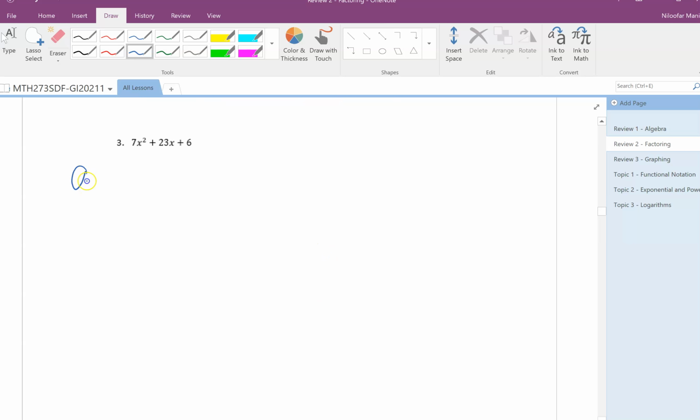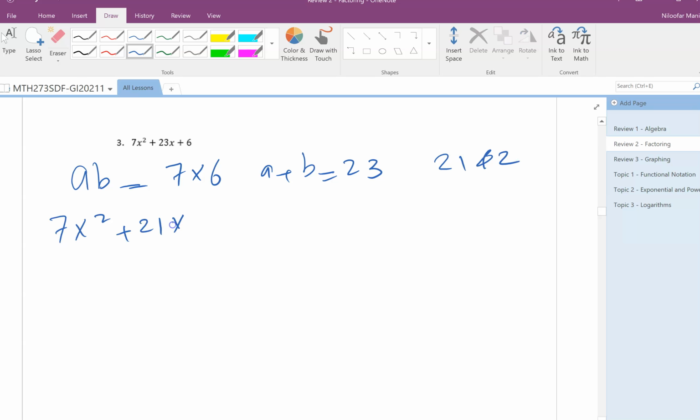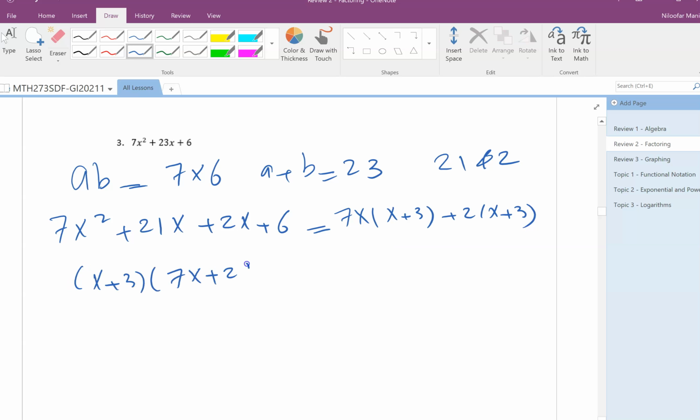Okay, I am looking for two numbers. If I multiply them, 7 times 6. If I add them, 23. Okay, so that is 21 and 2. Yes. So 7x squared plus 21x plus 2x plus 6. Now I factor 7x from the first two, and 2 from the last two: x plus 3 and 2 times x plus 3. And then I factor x plus 3 times 7x plus 2. Okay?